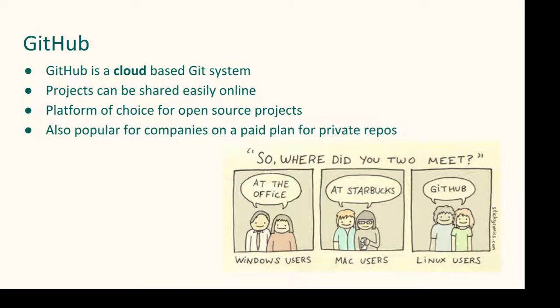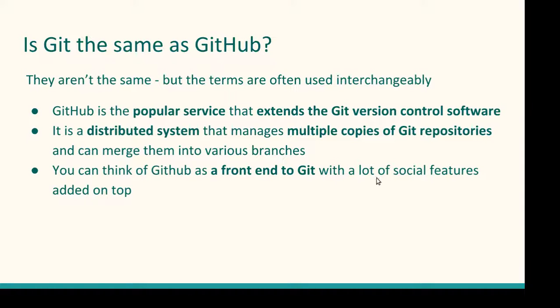So here's a really cute little cartoon that's pretty accurate probably for a lot of people. So they aren't the same. The terms are often used interchangeably, though. You'll hear people refer to Git when they mean GitHub, and people refer to GitHub when they mean Git. So GitHub is the popular service that extends the Git version control software. It's a distributed system that manages multiple copies of Git repositories, and you can merge them into various branches.